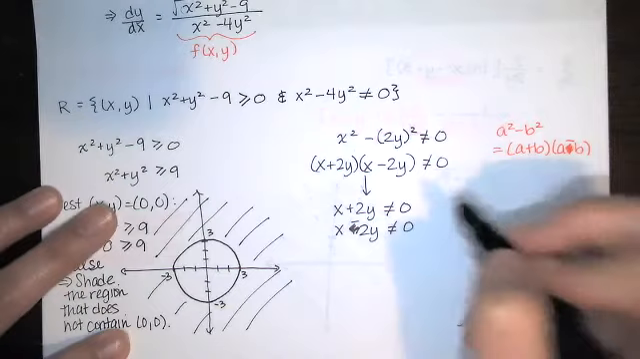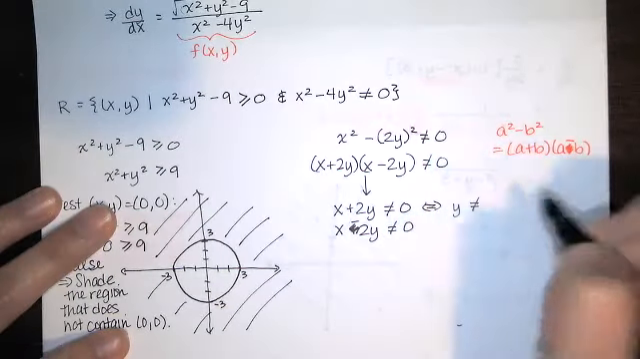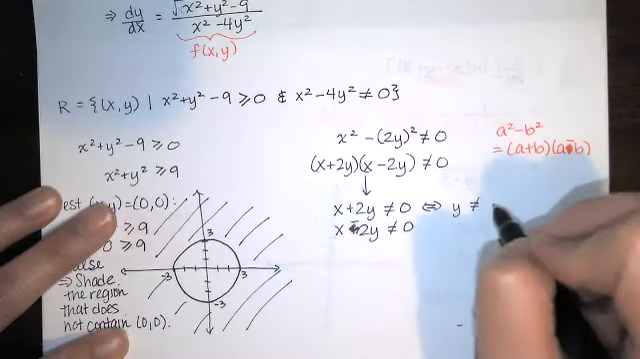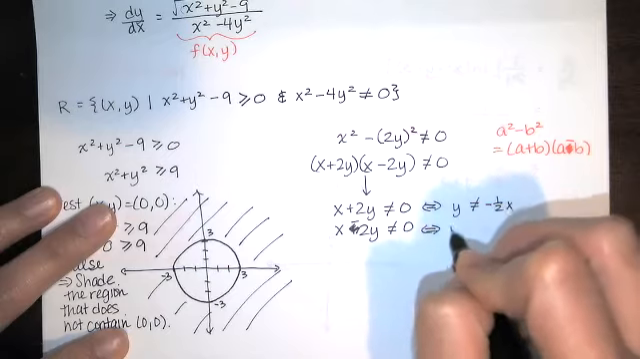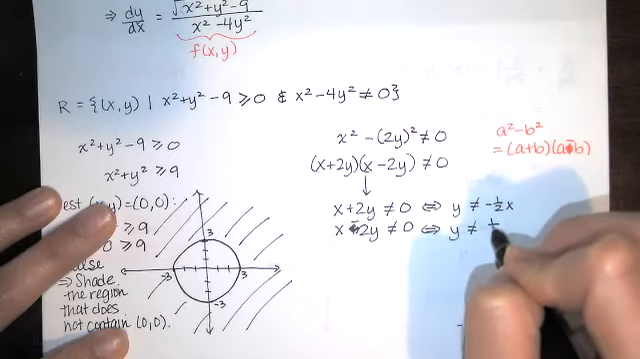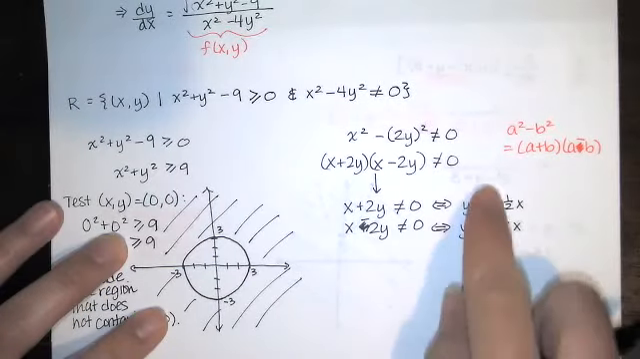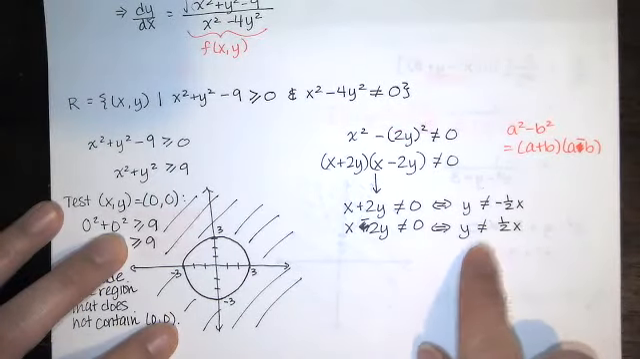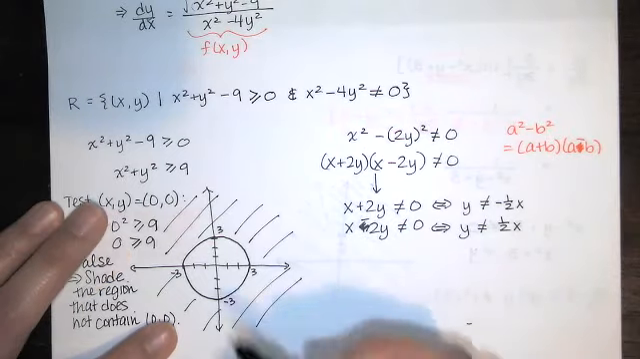And if you want to solve those for y, you can. So we have y is not equal to, subtract x from both sides, divide by 2, negative 1/2 x, and y is not equal to positive 1/2 x. Okay, so those are lines that pass through the origin, and they either have a slope of negative 1/2 or a slope of positive 1/2.